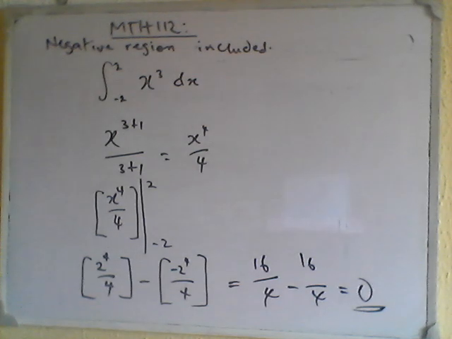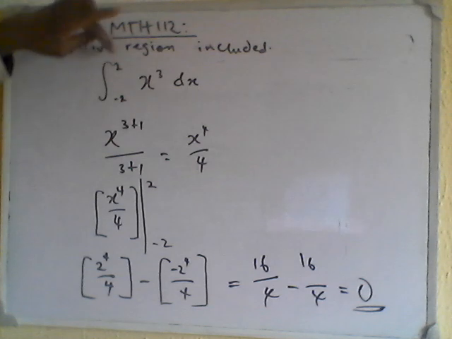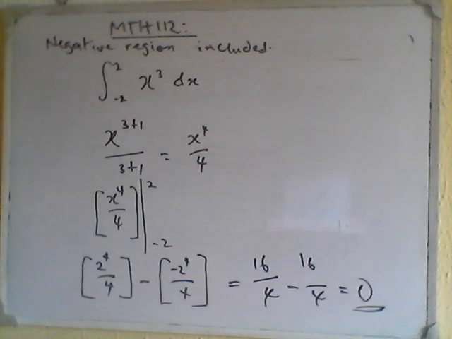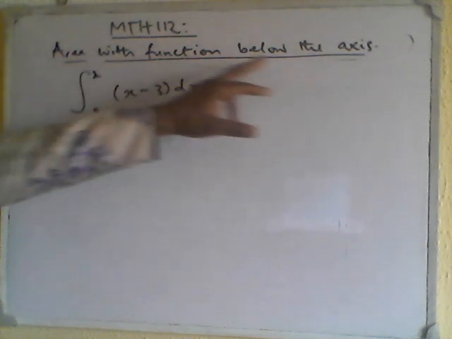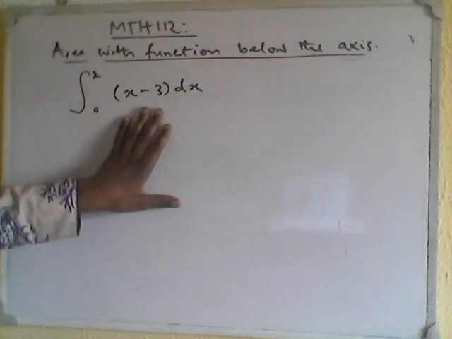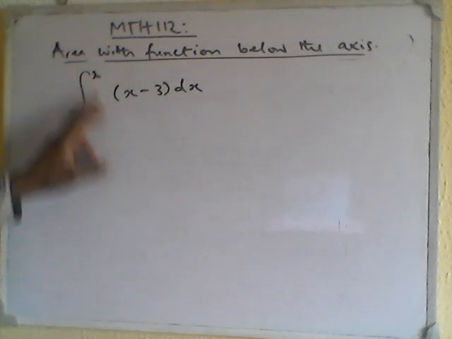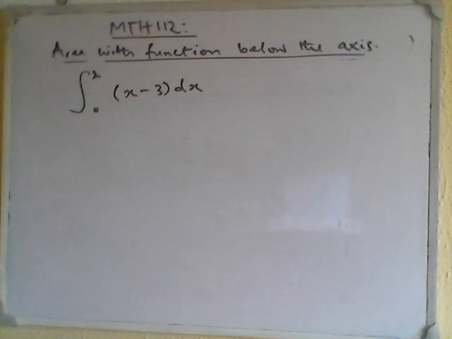So the area above cancels the area below. Net area is 0. So this one means that there is an above area and below area. So the net area is 0. That's why we're having this 0 here. Okay, so we have this on the board, area with function below the axis. So we're asked to integrate this using these intervals, okay, and get the definite integral.